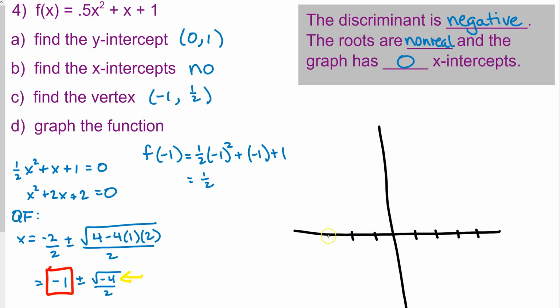If you also think about the vertical stretch or shrink factor, because of the 1/2, that's a vertical shrink. Half is tall. So let's plot the vertex, -1, 1/2, and the y-intercept at 0, 1. Let's draw in that axis of symmetry. I kind of missed, oops. And then let's reflect that point that's on the y-axis across.